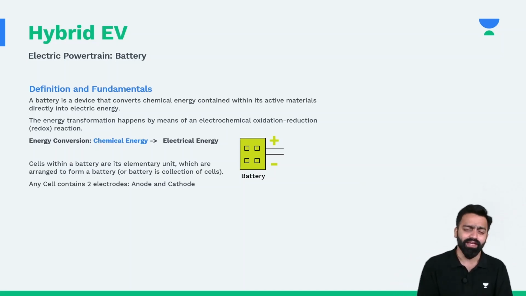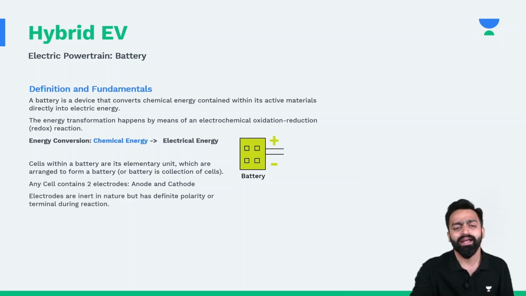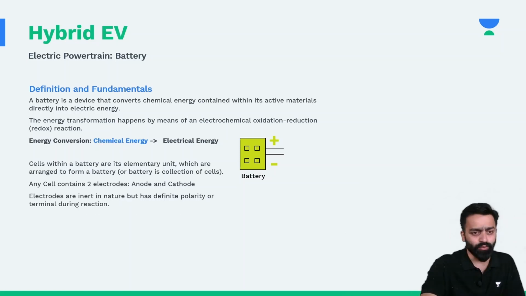In same way, in any battery, may it be lead acid battery or lithium ion battery, the cells are elementary units and they are arranged to form a battery. So we can say battery is a collection of cells. So any cell contains 2 electrodes. I hope you know this. One is anode and one is cathode. Anode is said to be positively charged and cathode is said to be negatively charged.